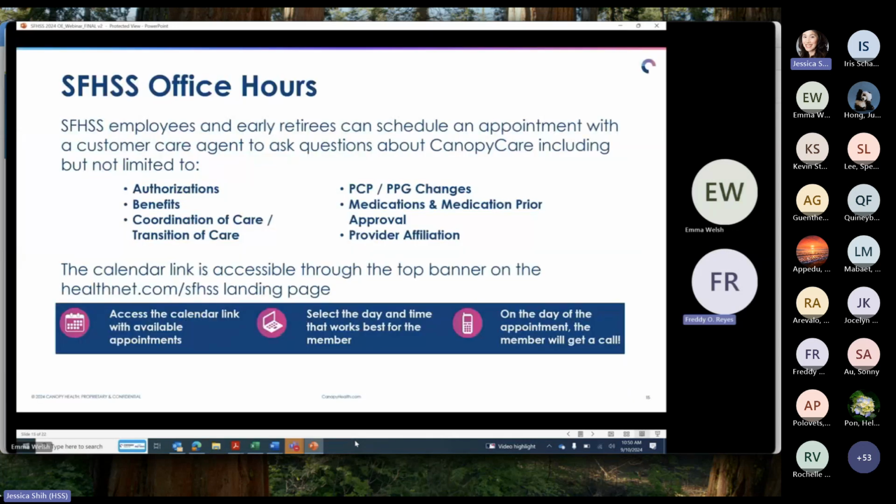And next up, one final important thing to remind you about is our open enrollment office hours. This is the opportunity for you to schedule an appointment and talk to one of our customer service agents about any questions or concerns that you have about the plan, or if you're considering making a switch. Next slide, please.